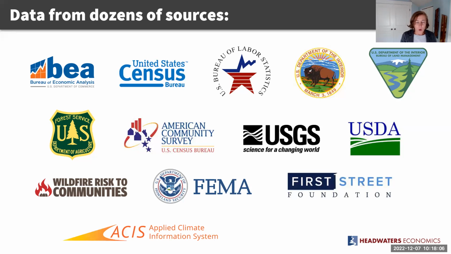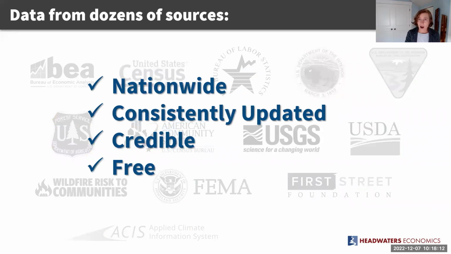So we have some considerations about the kinds of data that we include. All of our data is nationwide for the United States. So we are only selecting data sets that are available consistently for all communities. We also make sure all the data we use is consistently updated, so it's not going to get stale. It's going to continually represent the changing conditions across the United States. And we only use the most credible sources. Primarily, these are open source, free federal data sets. We do have some additional data where we have data sharing agreements with other organizations.